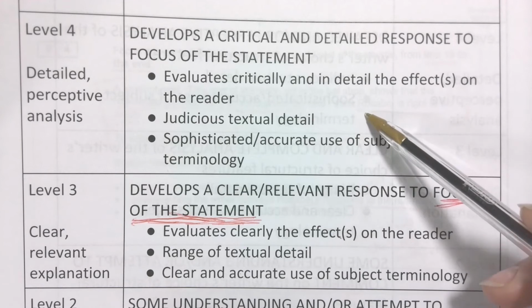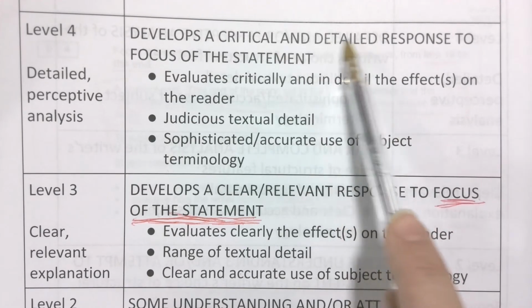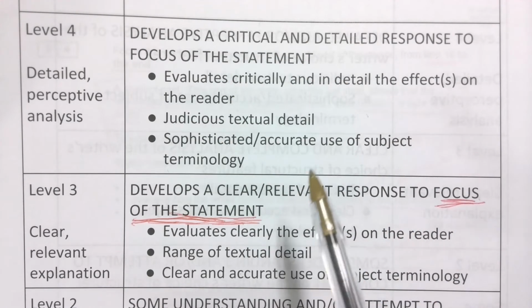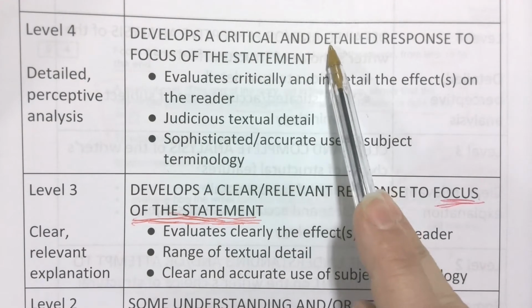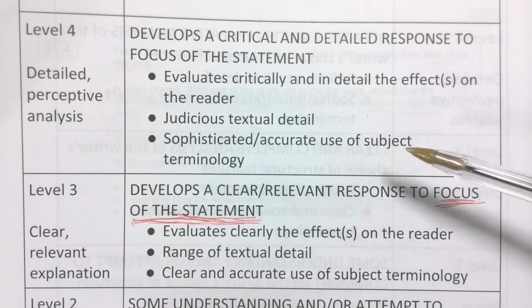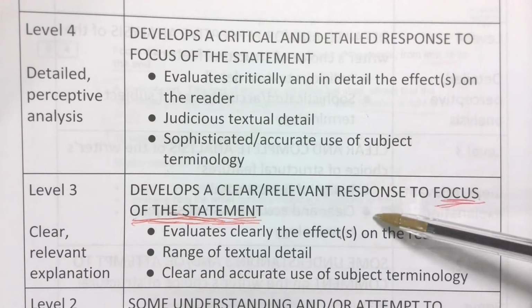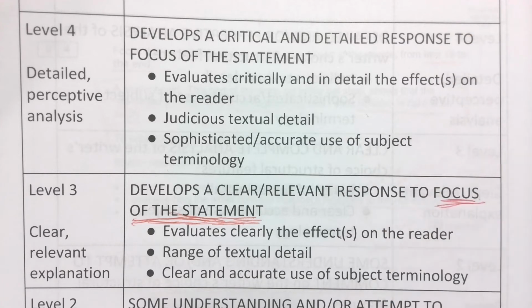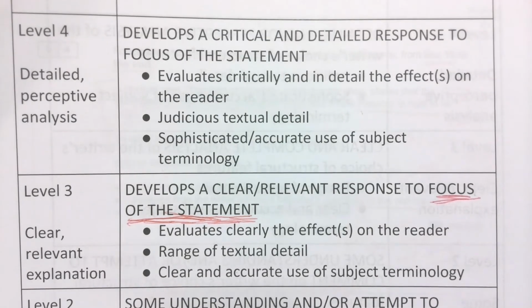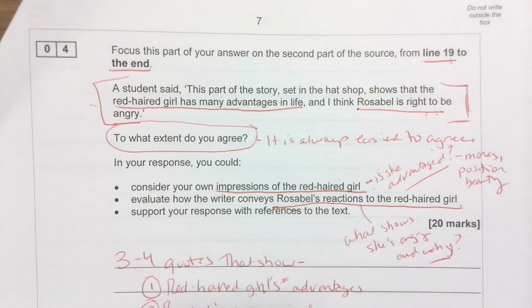Now for level 4, right? Level 4 is where you do a perceptive or a critical and detailed response. So what that means is you've gone just that little bit beyond the question to look at the bigger picture in terms of the statement. And I'll explain what that means because we're going to see a level 4. But for this one, let's look at some examples and let you know what these are.